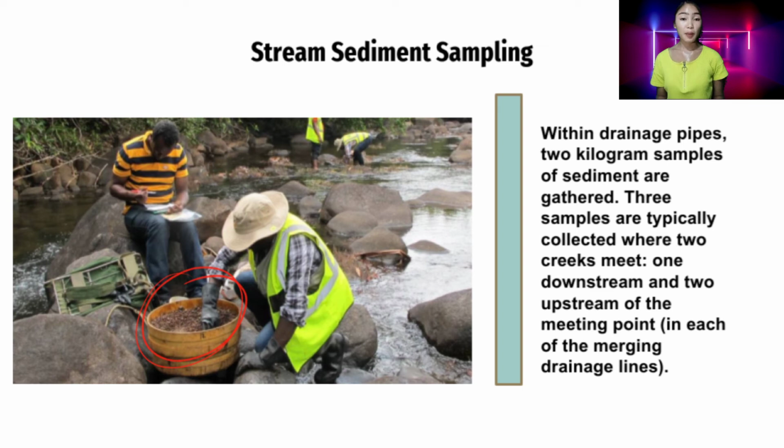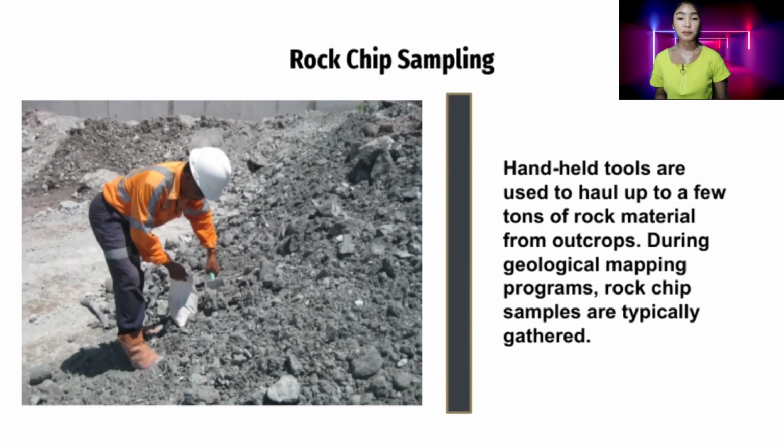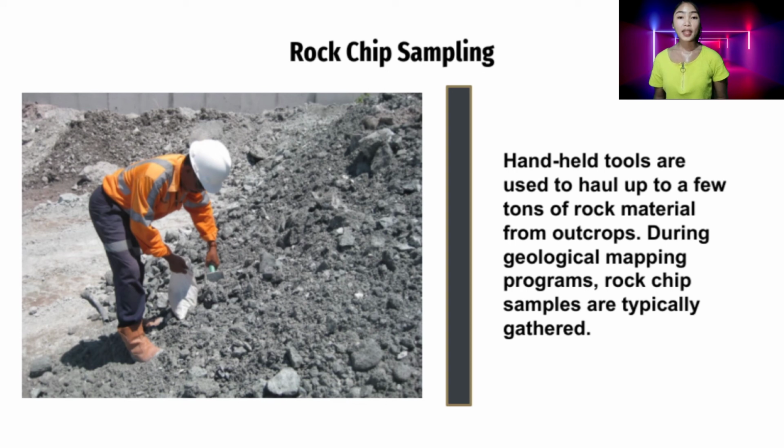Within drainage pipes, 2 kilogram samples of sediment are gathered. 3 samples are typically collected where 2 creeks meet, 1 downstream and 2 upstream of the meeting point in each of the merging drainage lines. Hand tools are commonly used to gather samples which may be sieved during collection. Rock chip sampling. Handheld tools are used to haul up to a few tons of rock material from outcrops. During geological mapping programs, rock chip samples are typically gathered.